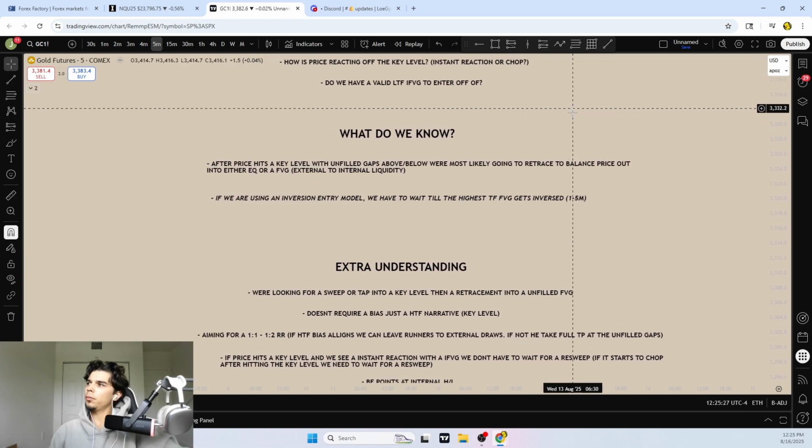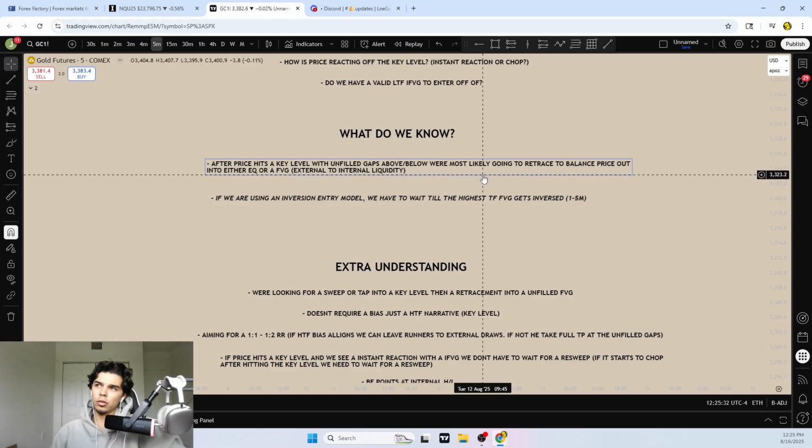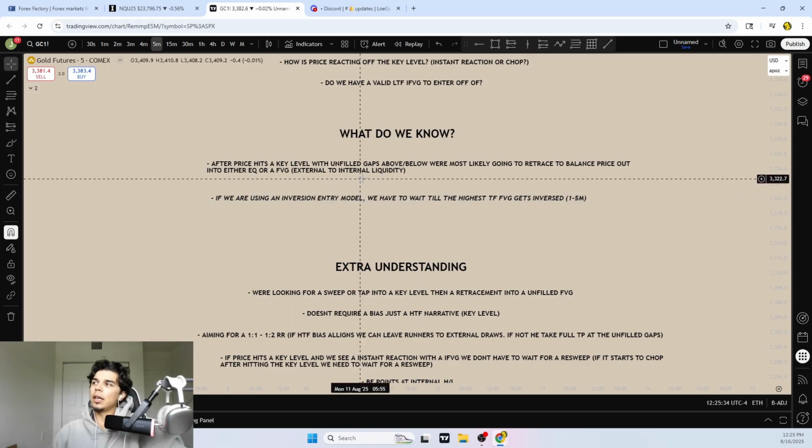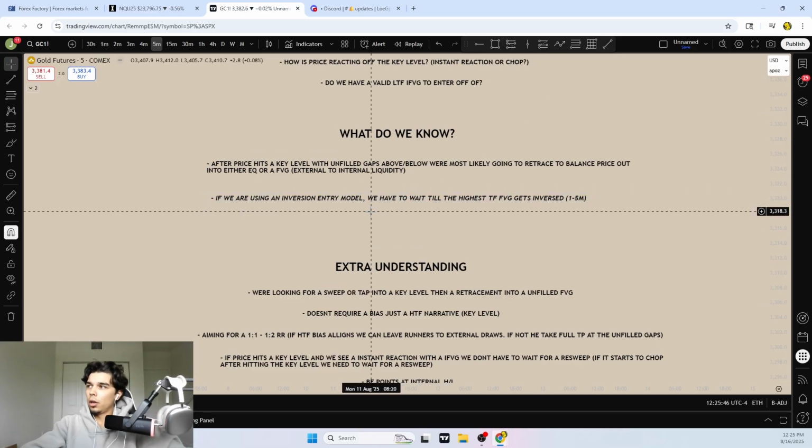Well, what do we know? After price hit the key level with unfilled gaps above or below it, we're most likely going to retrace to balance price out and into either equilibrium or a fair value gap, right? External to internal liquidity. In this case, we're only going to be targeting unfilled fair value gaps. However, if you want, you can leave runners to equilibrium, but I don't recommend that.